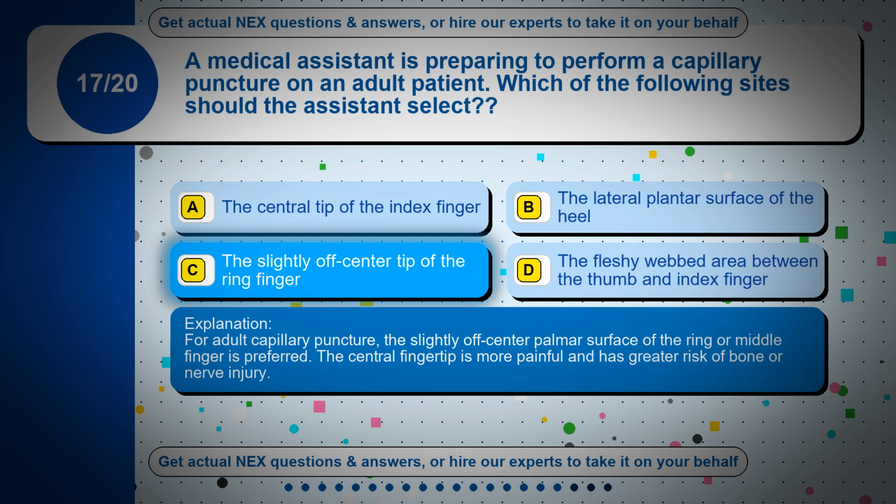For adult capillary puncture, the slightly off-center palmar surface of the ring or middle finger is preferred. The central fingertip is more painful and has greater risk of bone or nerve injury.